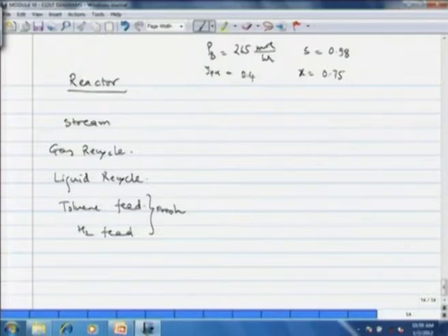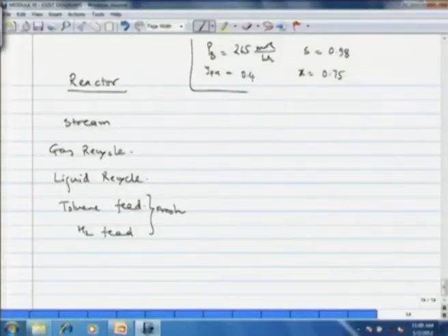We have already seen the relation between conversion and selectivity. So, for a per pass conversion of 75% of toluene, that is the limiting reactant, selectivity is 0.98. So, the numbers that you are going to see now are for this particular set of operating conditions or process parameters.